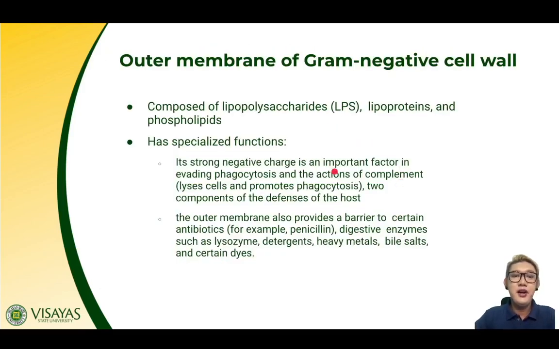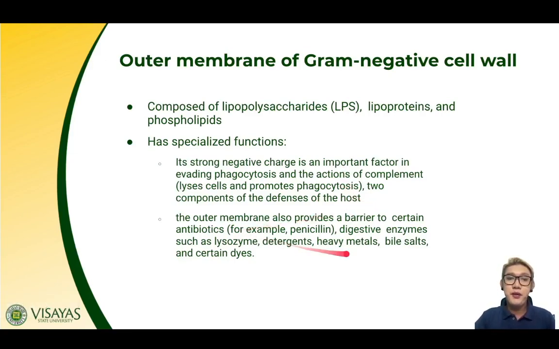Now, the outer membrane of the gram-negative cell wall, as we have said, is composed of lipopolysaccharides, lipoproteins, and phospholipids. And this outer membrane has specialized functions. The strong negative charge is an important factor in evading phagocytosis, being eaten by other cells, and the actions of complement. So complements are those that are released by cytotoxic T cells to kill cells that are bound with antibodies. So in order to evade that, the gram-negative cell wall has an outer membrane that could help the cell survive the action of complement.